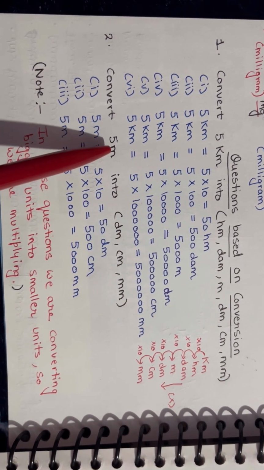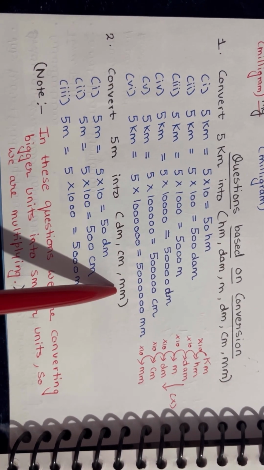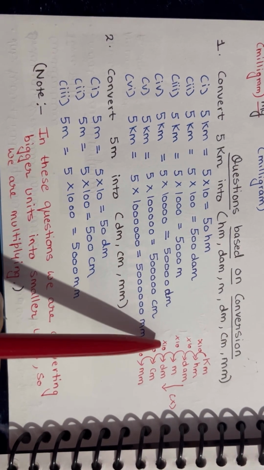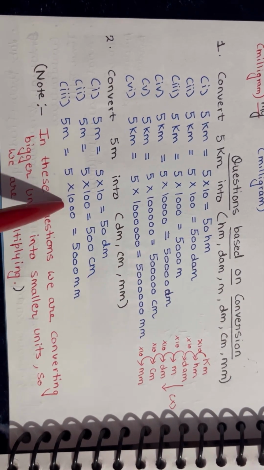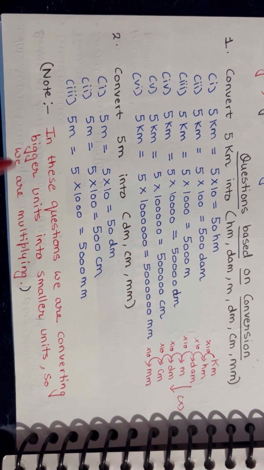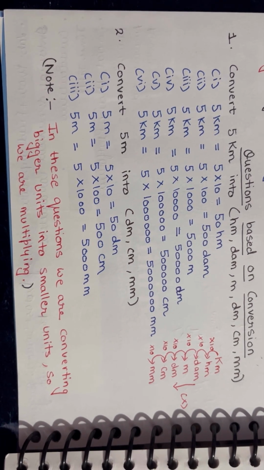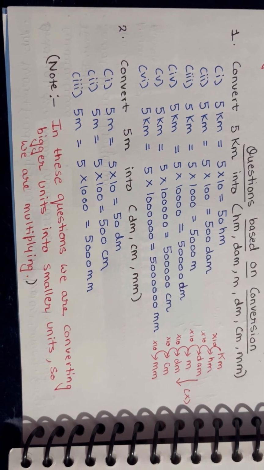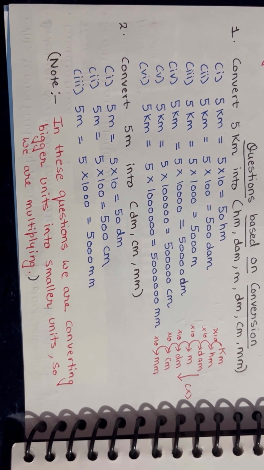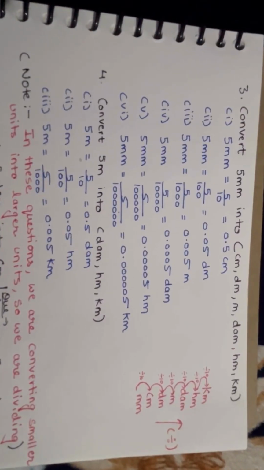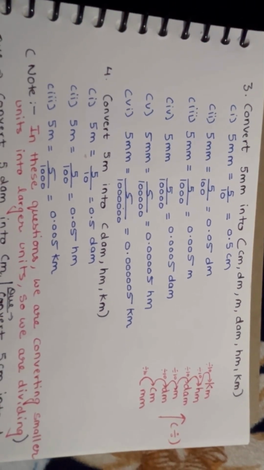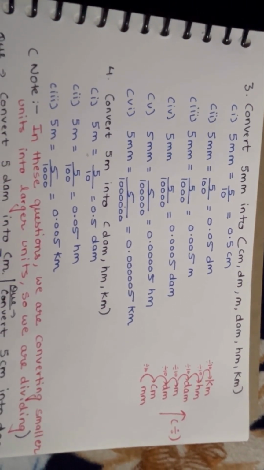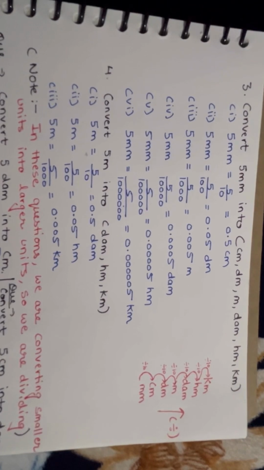Now we are converting 5 meter into millimeter, and you can see it is 3 steps below, so we will multiply by 1000. So in these questions we are converting bigger units into smaller units, so we have multiplied in all the parts. Now, in these questions, we are converting smaller units into larger units. So we will divide in all the questions.